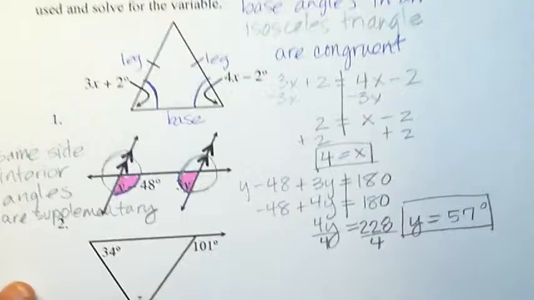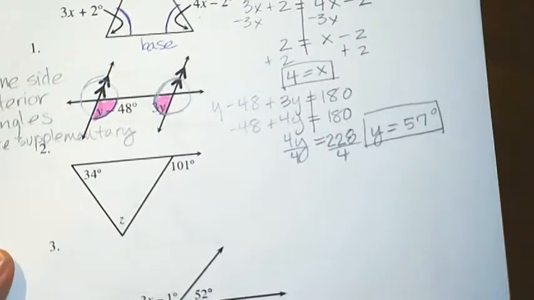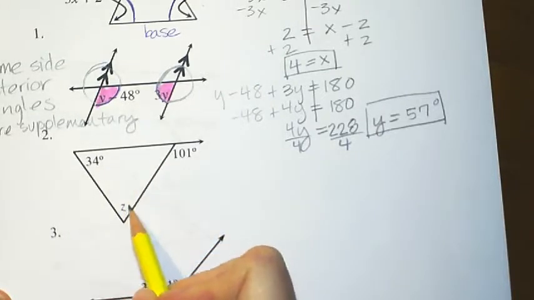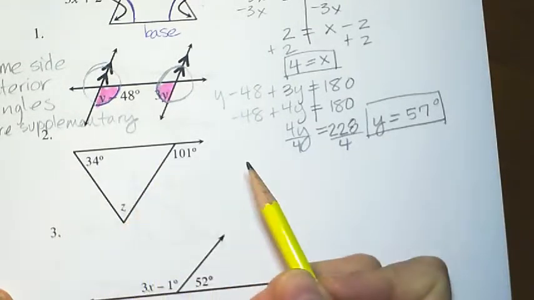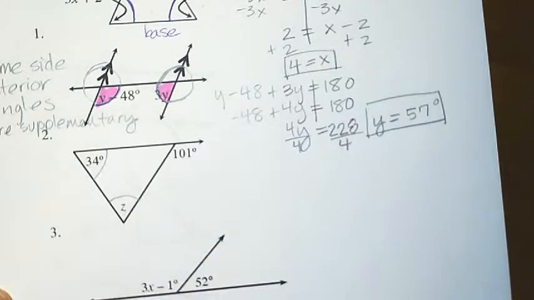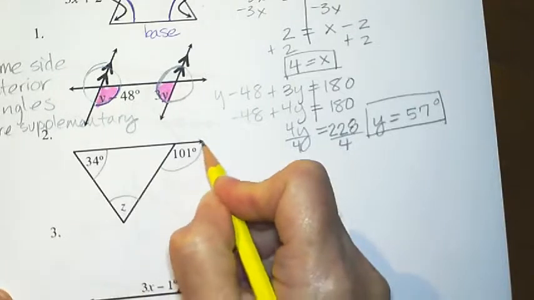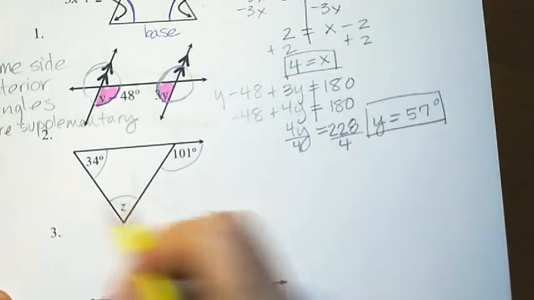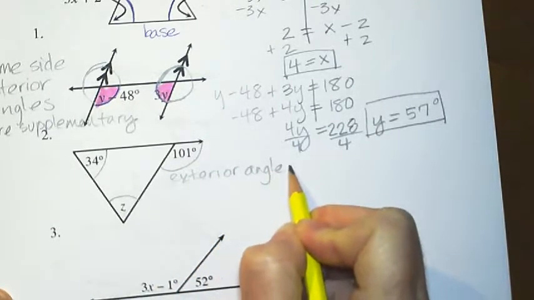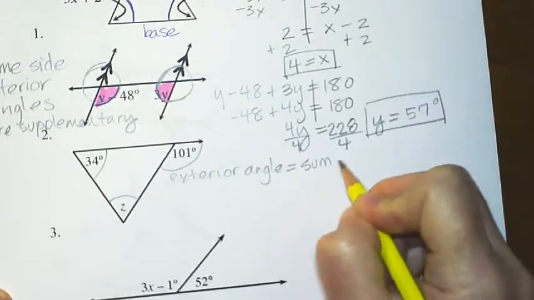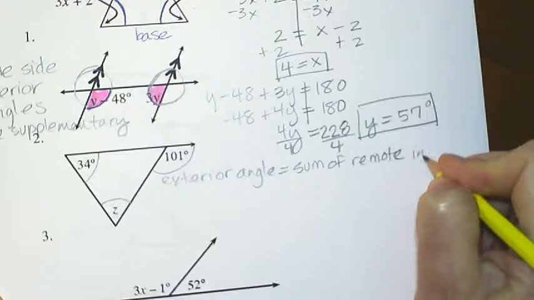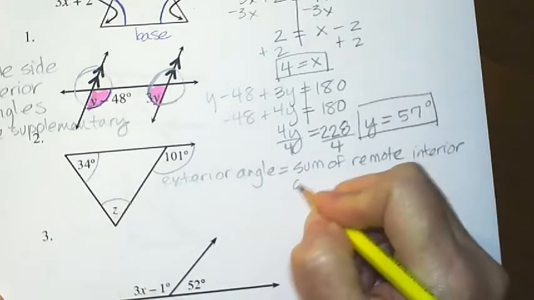Okay. Looking at number 3, this is actually something that we will get to hopefully at the end of the week. All of the angles in a triangle add up to 180, but a relationship between these two angles, they're called remote interior angles, and the exterior angle is that the exterior angle is equal to the sum of the remote interior angles.